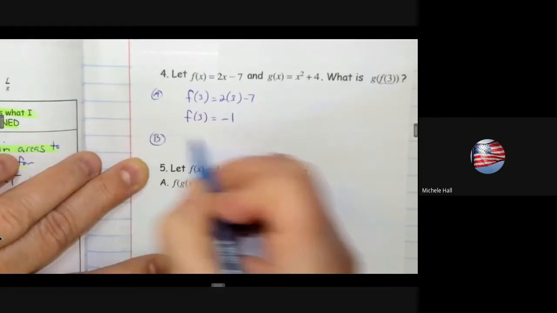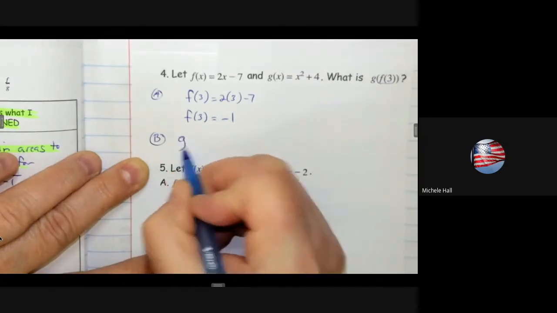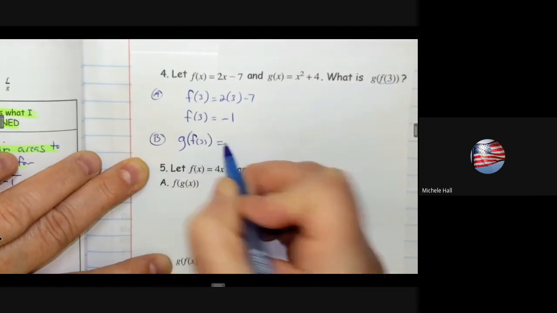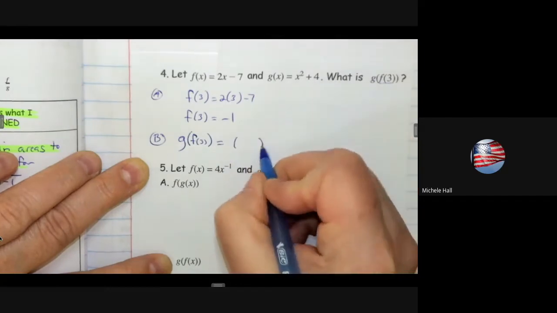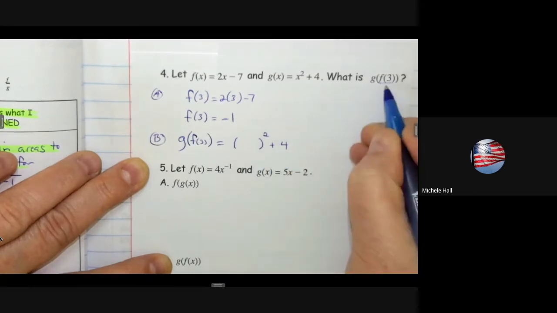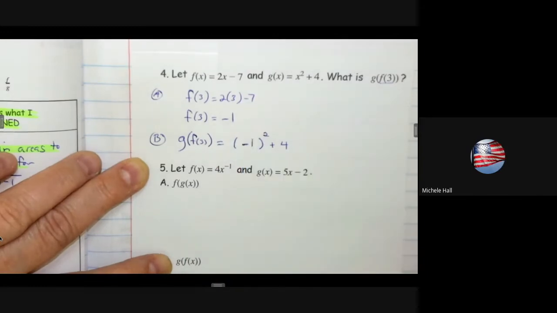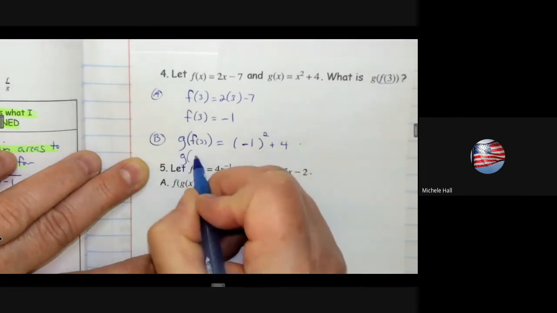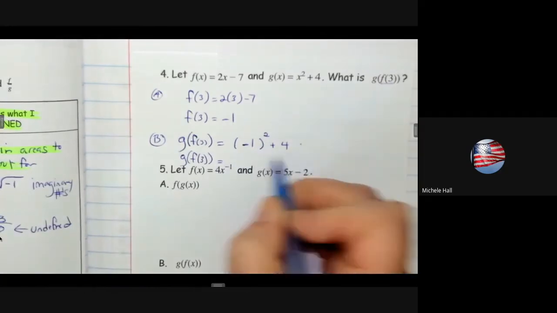The next step is to take f of 3 and put it into g of x. So we have g of f of 3. I have my g of x function. There's my x, so it's going to be x squared plus 4. There's g of x, and I'm taking f of 3, and I'm putting it into the function. So g of f of 3 equals negative 1 squared is 1, and 1 plus 4 is 5.